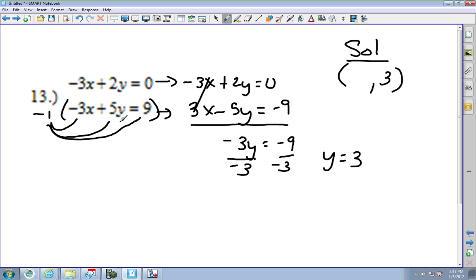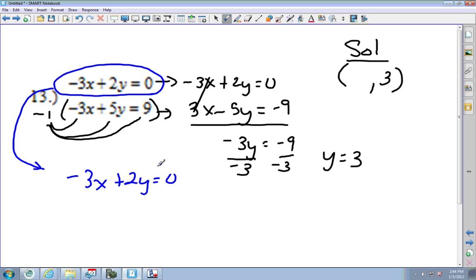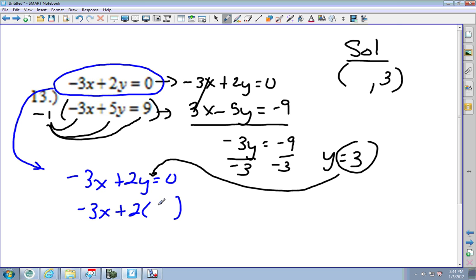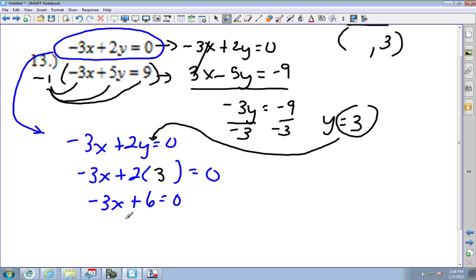Now you're going to choose one of the two equations. I'm going to rewrite this right here. Negative 3x plus 2y equals 0. Y is 3, so you're going to substitute this in here for y. You get negative 3x plus 2 times y. Instead of y, I'm going to put 3 in there, equals 0. I get negative 3x, 2 times 3 is 6, plus 6 equals 0. Let me move this down a little bit. I'm going to subtract 6 from each side. Negative 3x equals negative 6. Divide by negative 3. X equals 2.